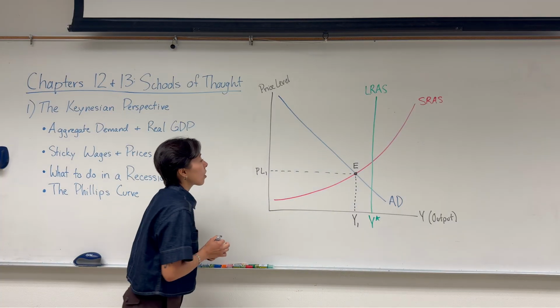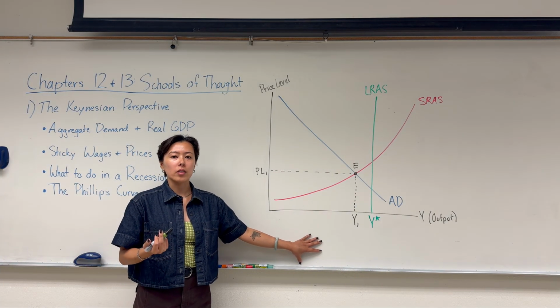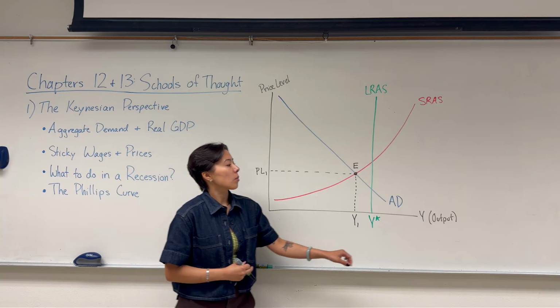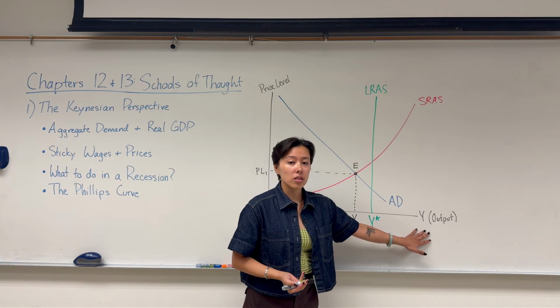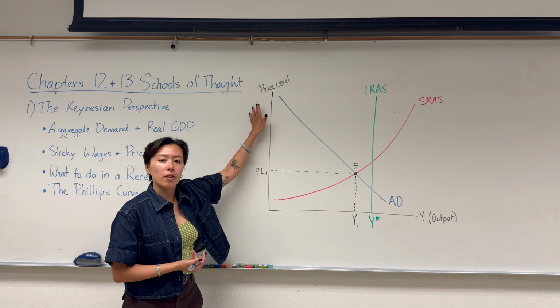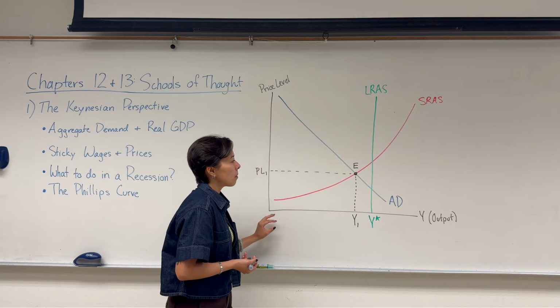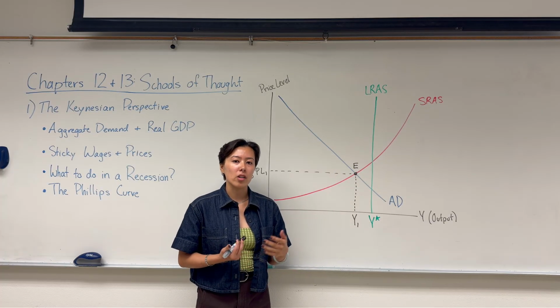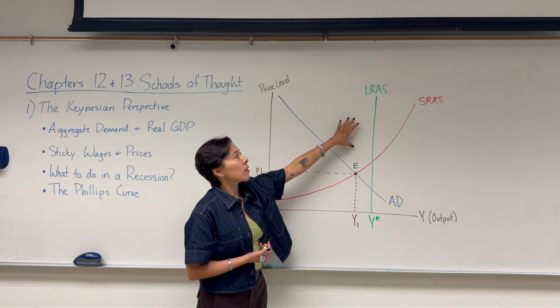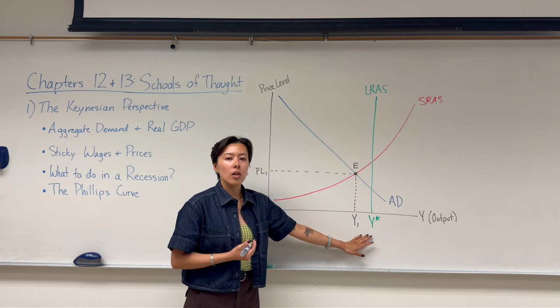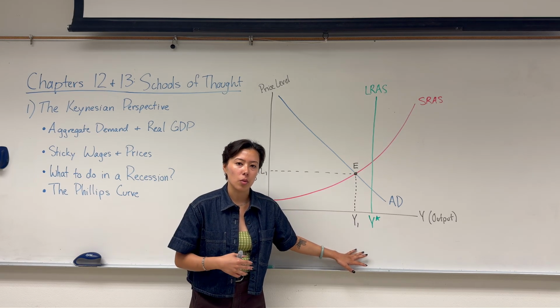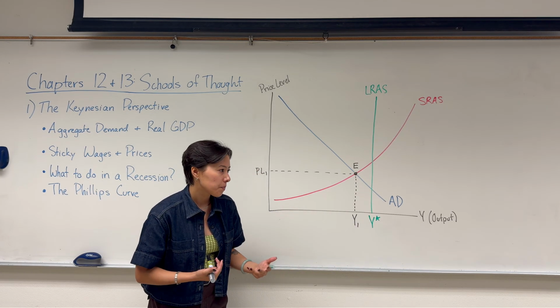So just to get us started, here's our graph of the aggregate supply and aggregate demand model. We're measuring output on the horizontal axis and the price level on the vertical axis. I have my downward sloping aggregate demand curve, my upward sloping short-run aggregate supply curve, and my long-run aggregate supply curve is vertical at my potential level of output, or that full employment GDP.